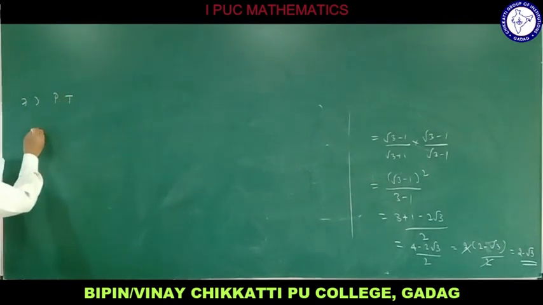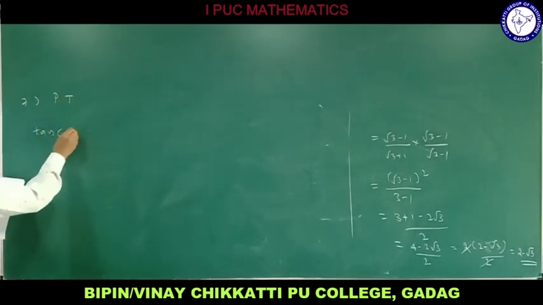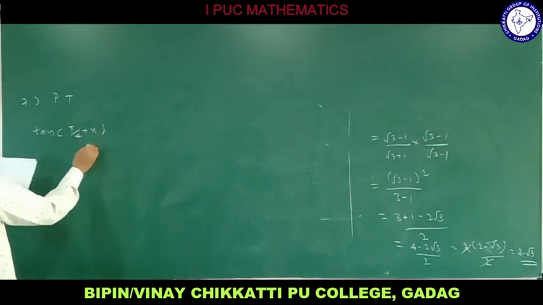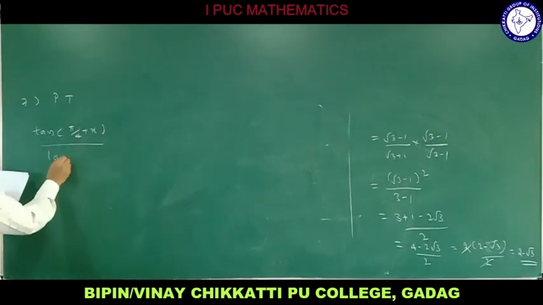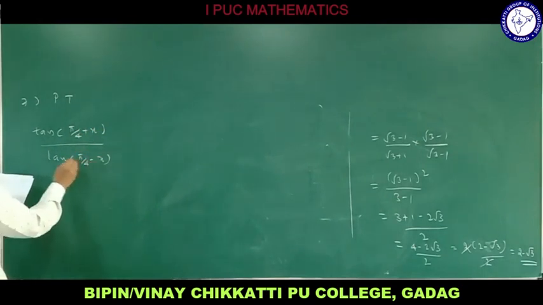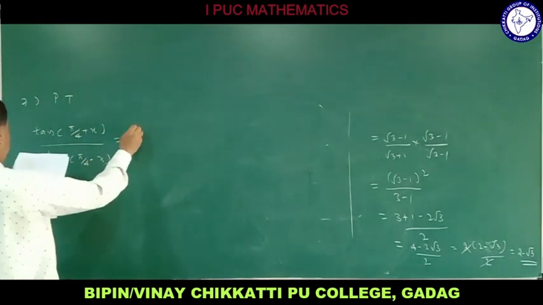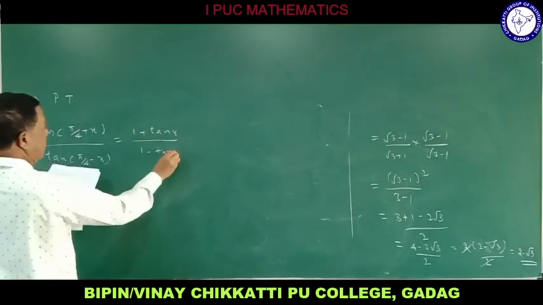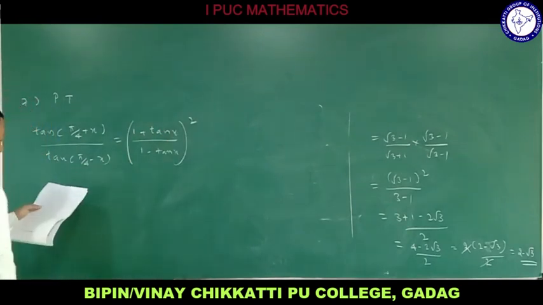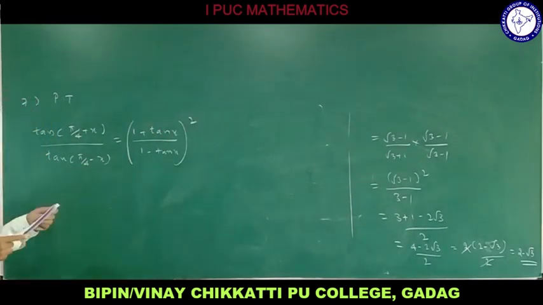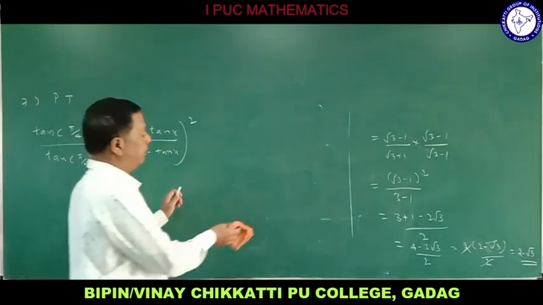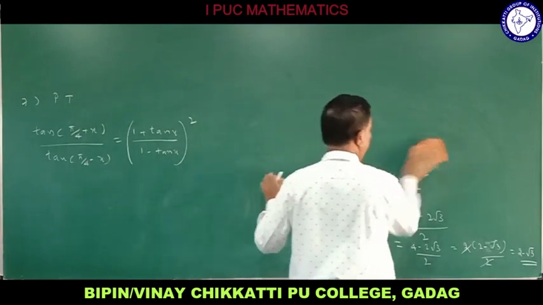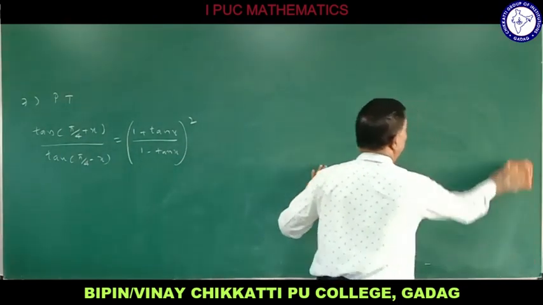Prove that tan of (5 pi by 4 plus x) divided by tan of (5 pi by 4 minus x) is equal to (1 plus tan x divided by 1 minus tan x) whole square. So here you have to understand how you can write this result, 1 plus tan x and 1 minus tan x. See how this can be proved. You have to use the formula that we have already derived and apply it to get the result.